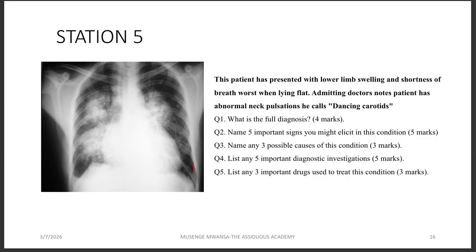Okay. So what criteria do you use for the diagnosis of rheumatic heart disease? The Jones criteria. Please, you need to know what components are part of the major criteria and which ones are part of the minor criteria. For the major criteria, you use the abbreviation SPACE. What does S stand for?